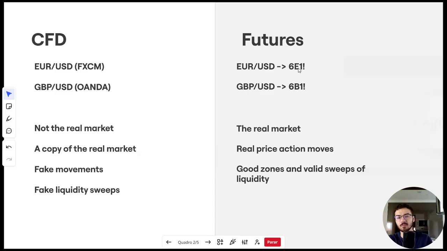For example, if you're trading Japanese yen, maybe you type Japanese yen futures. Maybe it will appear. Depends on what you're trading. This is what I trade. This is what I can give you. Okay, so this in futures, it will be the real market, where you get the real price action moves, where you get the good zones and valid liquidity sweeps. Because sometimes you might compare these two, and it might actually be the same exact chart, but you can get different moves at the same moment.